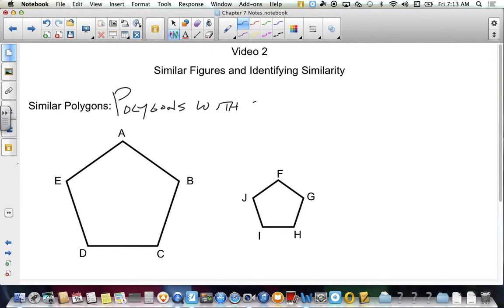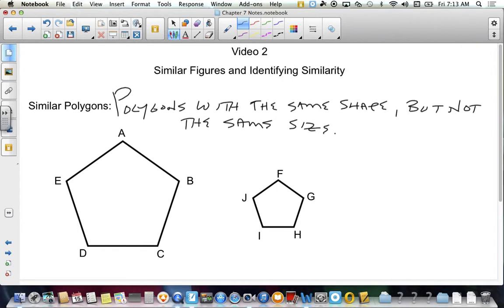polygons with the same shape but not the same size. Okay? So the way we tell similarity compared to congruency: everything was the same. All the angles were the same, all the sides were the same, everything was congruent to everything else.